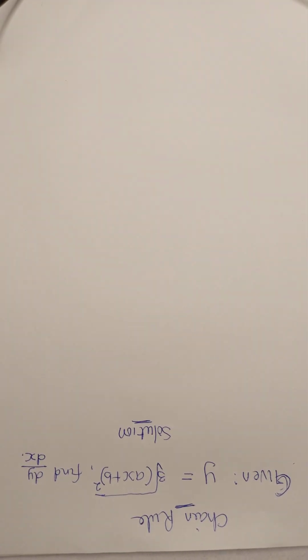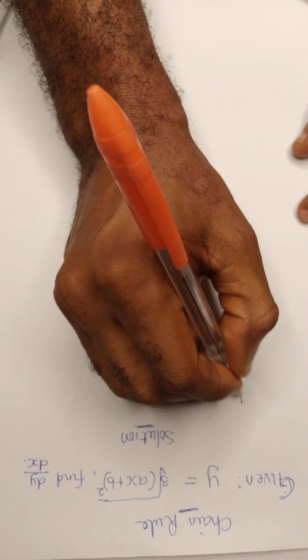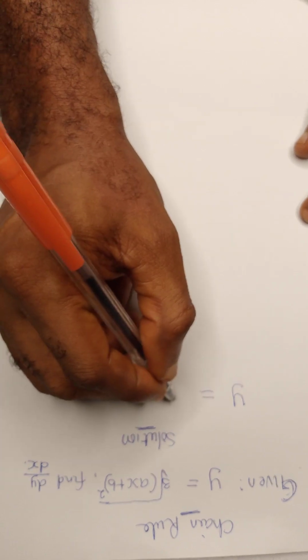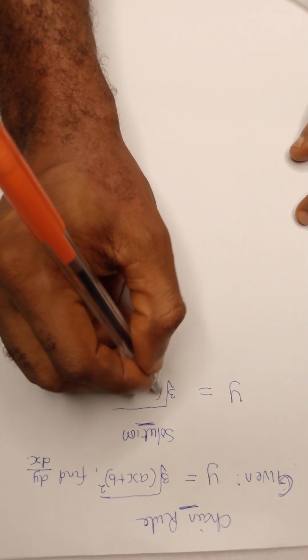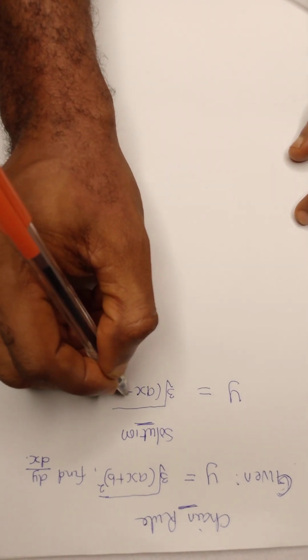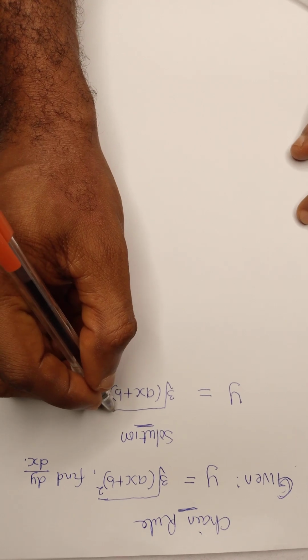Hello viewers, in this video we are given that y equals the cube root of ax plus b, all squared, and then we're asked to find dy/dx. So the first thing we do is to write out our question. We have that y equals the cube root of ax plus b, all raised to the power of 2.